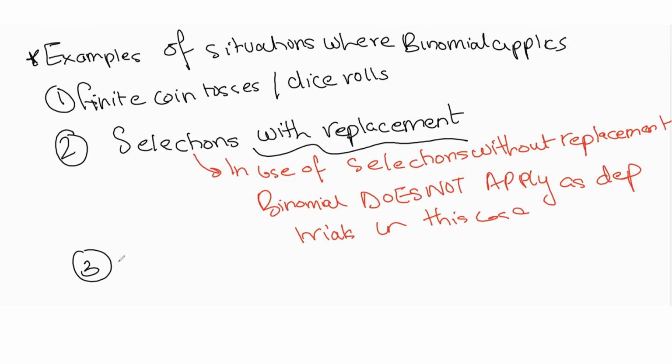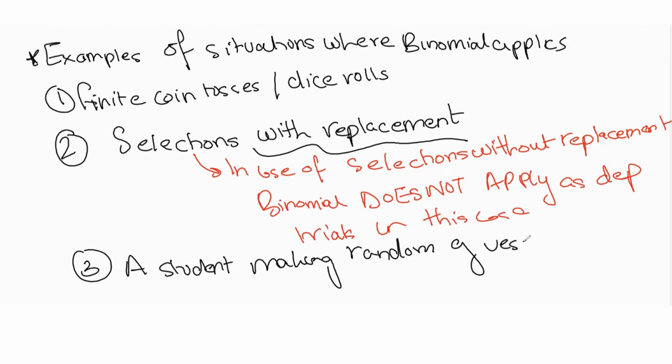And a third example could be a student making random guesses in an MCQ exam. Because when you're making random guesses, the probability of getting a right answer is going to be the same in each question of the MCQ exam. So the key is that you're making random guesses. So these are examples of situations where we can apply a binomial random variable.